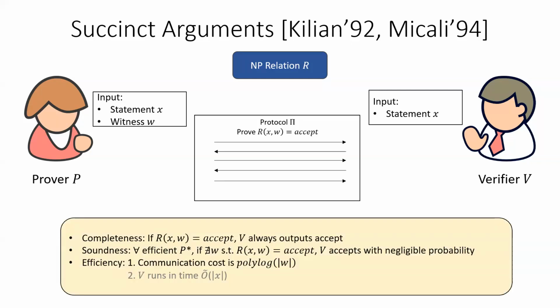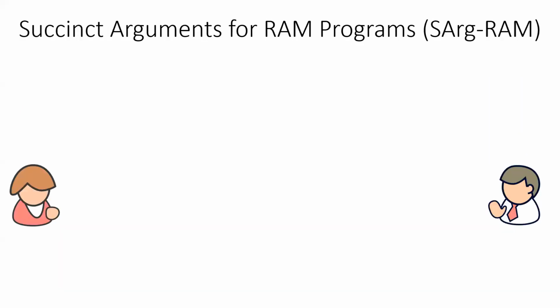Now, the completeness guarantee is that if the relation R on this input outputs accept, then we should always accept. And the soundness requirement is that for every efficient prover, if there does not exist a witness for which relation R on statement X outputs accept, then we should accept with at most negligible probability. And the efficiency requirement for succinctness that we have is that the communication cost should be polylogarithmic in the witness size. Now, let us extend this notion for the execution of RAM programs.